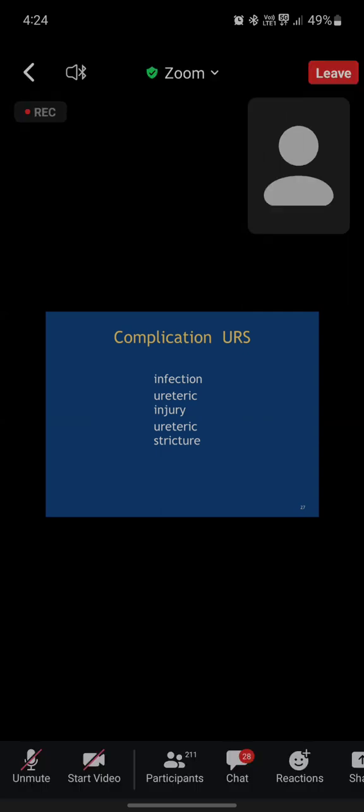Complications of ureteroscopy, URS, are infection, ureteric injury, or ureteric avulsion. That can be considered a devastating complication that should be avoided. Ureteric stricture is seen in about 4 to 5% of patients over the longer term.